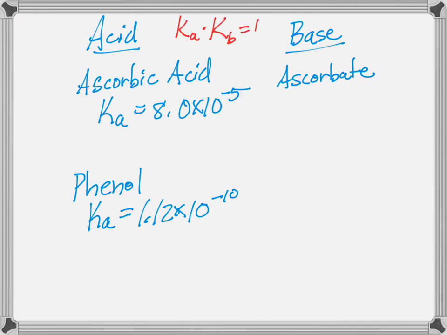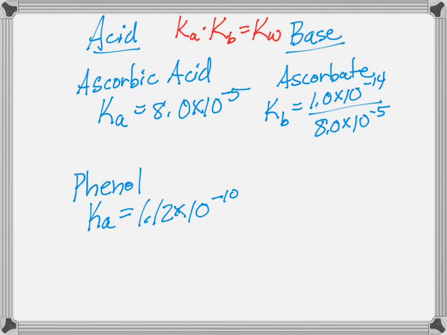We can predict the Kb for the conjugate base by using this formula: Ka times Kb equals Kw. In using that formula, it's important to remember that you have to use the acid and its conjugate base, or a base and its conjugate acid. You can't use any random combination of acid and base and expect a reasonable result with that formula. So we can calculate the Kb for ascorbate by using Kw and dividing it by Ka, which gives us a value of 1.25 times 10 to the minus 10 for ascorbate's Kb.